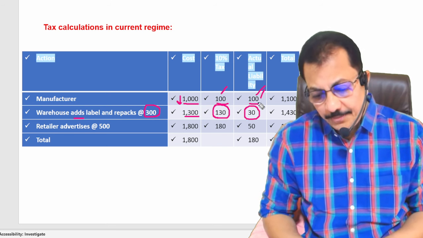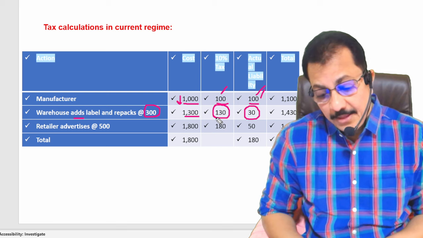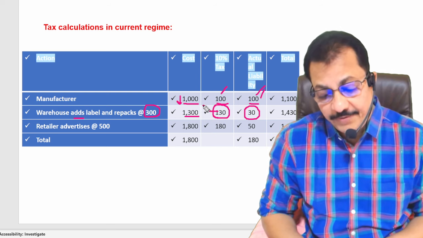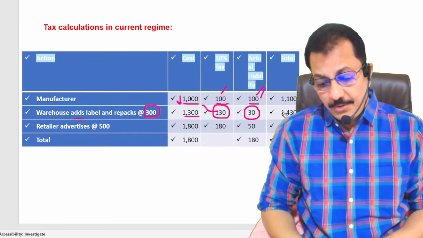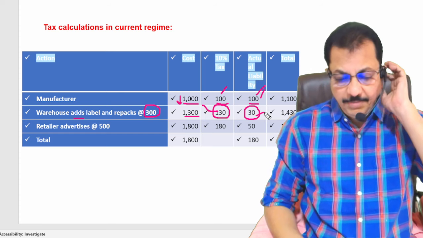So finally you are paying here 30 rupees only, but he is charging 130. But out of this 130, 100 rupees is going back to the manufacturer because he already paid at that level. And here you are paying only this 30 rupees. Am I clear? Very, very important one.